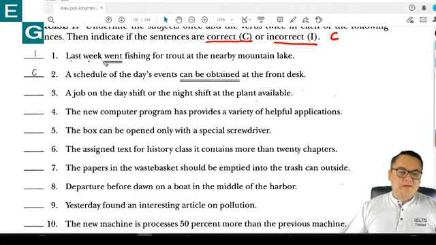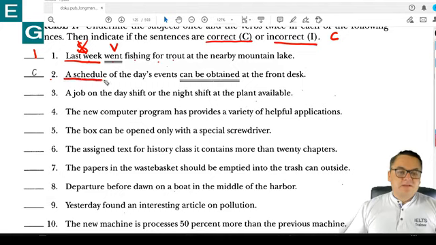Last week, went fishing for trout at the nearby mountain lake. So this will be the verb, went fishing. The question is who? Last week is not the subject because it is an expression of time. Expressions of time, as I said earlier, cannot be the subject of a sentence. Then we have number 2, so this is incorrect, as you can see.